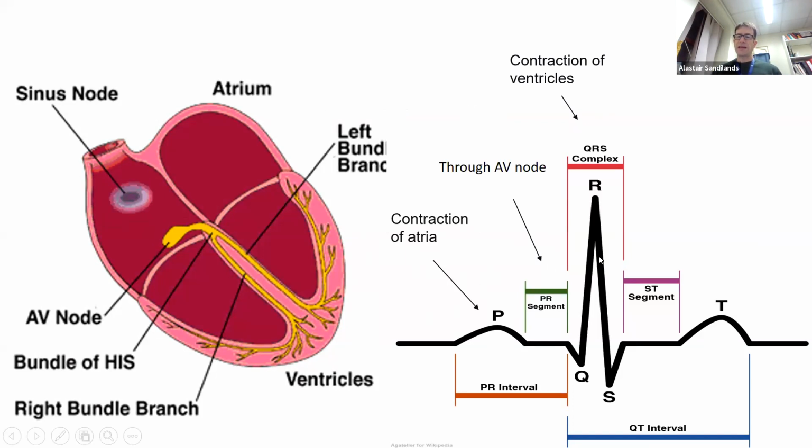Normally our QRS will be less than 3 small squares. At the same time, as the depolarization occurs, we will have repolarization, which is measured from the Q to the end of the T wave. And the QT interval will be roughly 2 large squares for a heart rate of about 60 beats a minute.